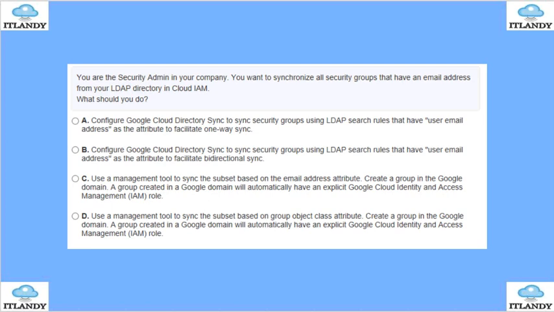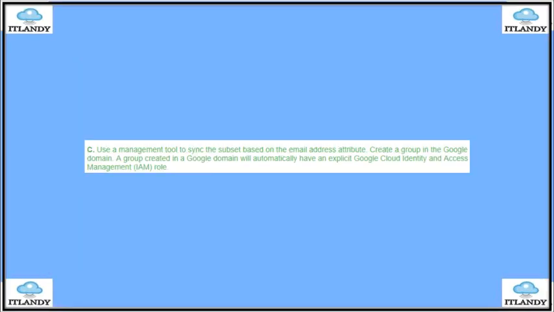Now, they all seem quite similar. However, the right option will be using a management tool to sync the subset based on email address attribute, which means we're going to create a group in the Google domain and a group which will be created automatically get synced, and it is explicit in the Google Cloud Identity. So we use the management tool to sync the subset based group with attribute.